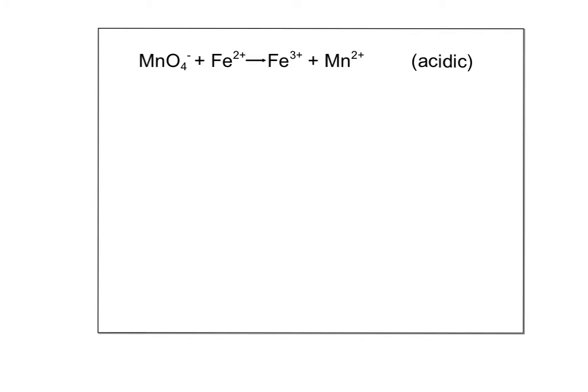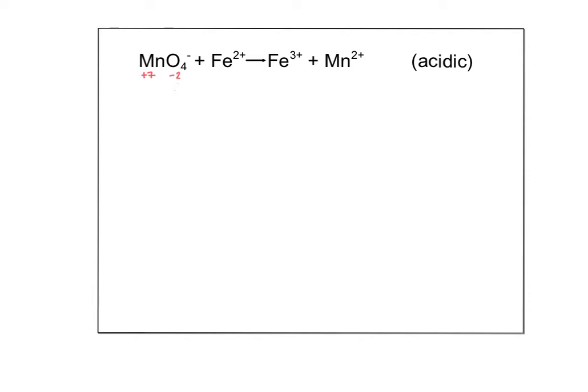So my first step is assign oxidation numbers. I know oxygen is a -2, and there are 4 of them, so really it's contributing -8, and this ion has a -1 charge. So that means my 1 manganese must be a +7.